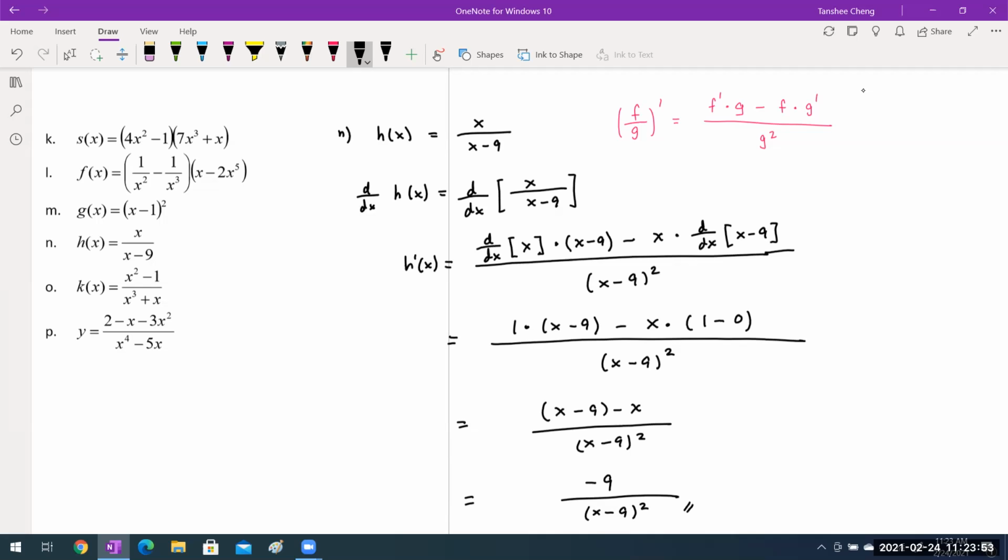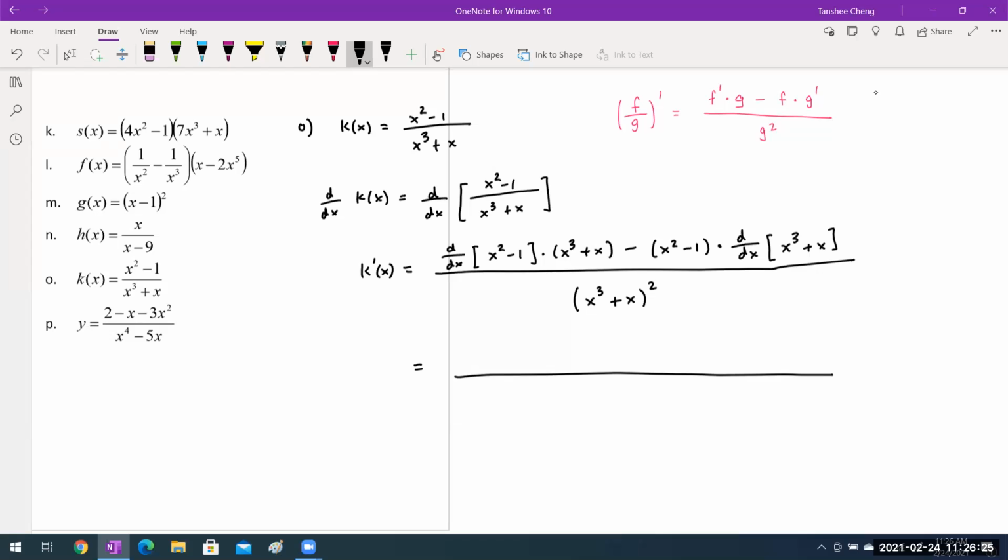So this is a quotient that we use. Pause for a second and then let's try it out on example O. When we take the derivative of this rational function, we take the derivative of the numerator part, which is x squared minus 1, times the denominator, minus the numerator times the derivative of the denominator, which is x to the third plus x.